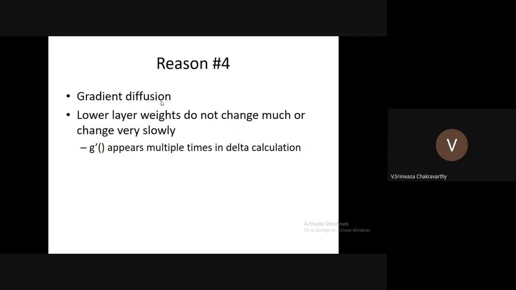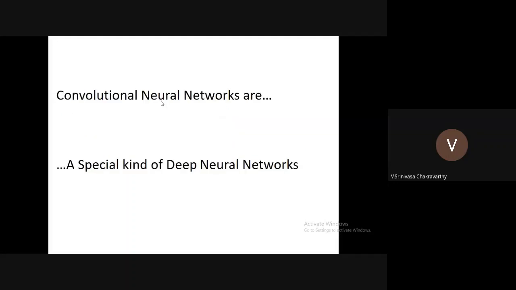Then we also saw the gradient diffusion property. That is, when you have too many g primes, the weights don't change much, or change slowly, in the lower layers. So that is good for transfer learning.